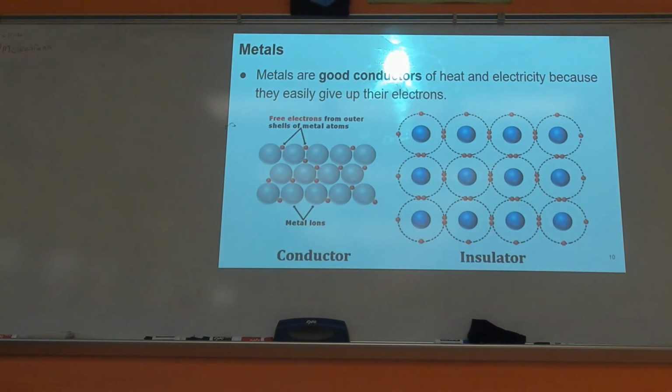Okay, some more on metals. Metals are good conductors. Hopefully you've seen or heard that word conductor before. A conductor is something that moves heat and electricity very well. Meaning a good conductor can get hot really easily. That's why we use metal pans to cook on. They get hot really quick compared to other materials. And that's why metal wires are used for electricity.